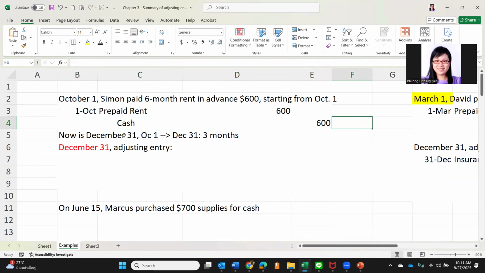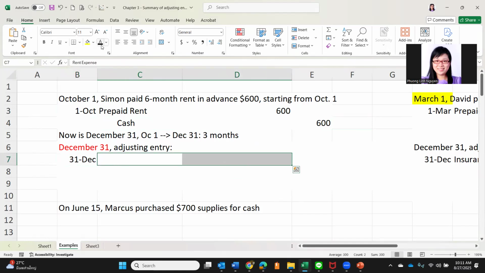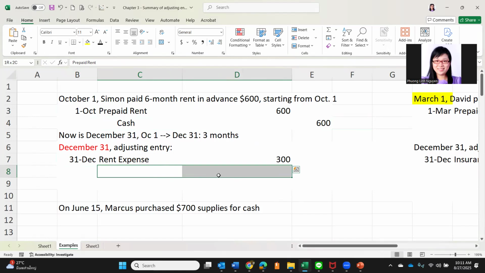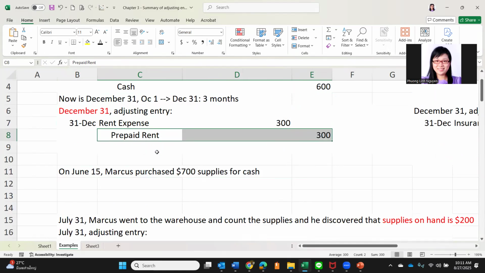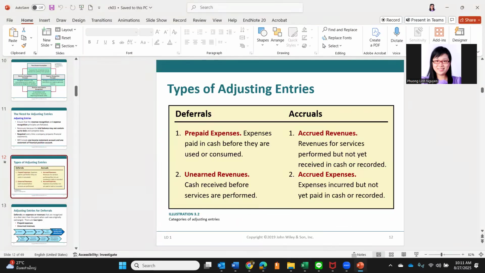Now it is December 31. From October 1 to December 31, there are 3 months that we already used the rent. So we need to do the journal entry for that. We will debit rent expense for 300 and credit prepaid rent for 300. All right, now next, let's continue.